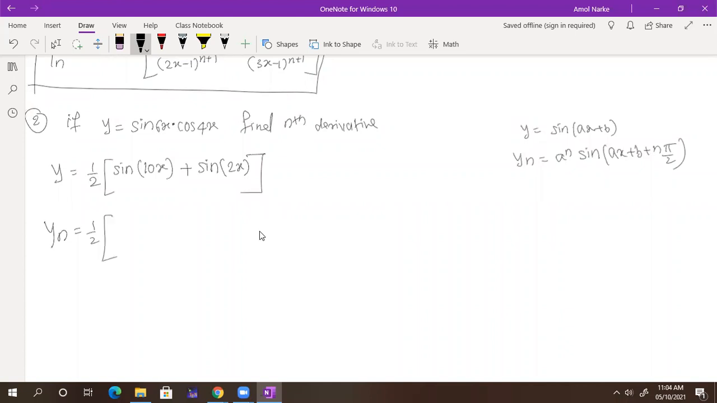Tell me what is the nth derivative of sine 10x? Sir, can you repeat the whole question? I didn't get the first part.